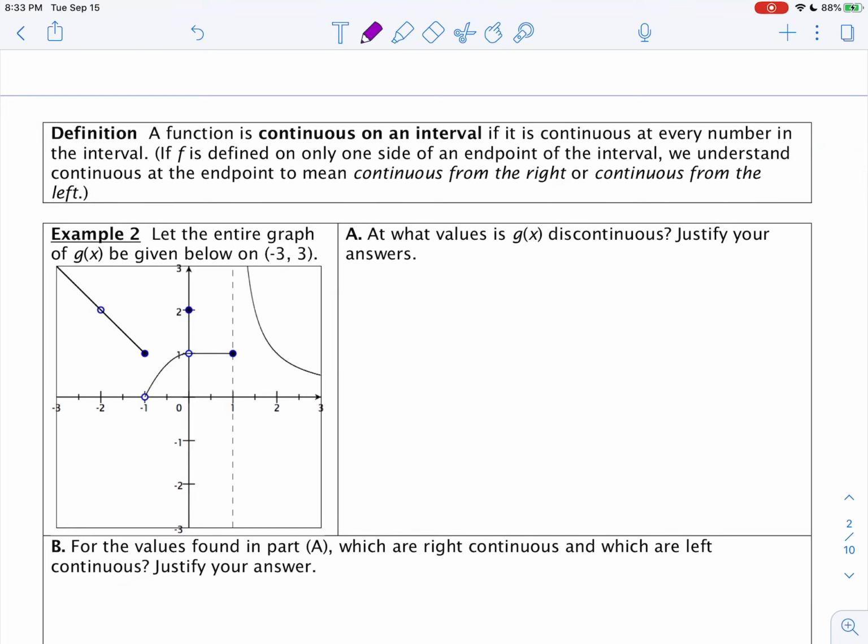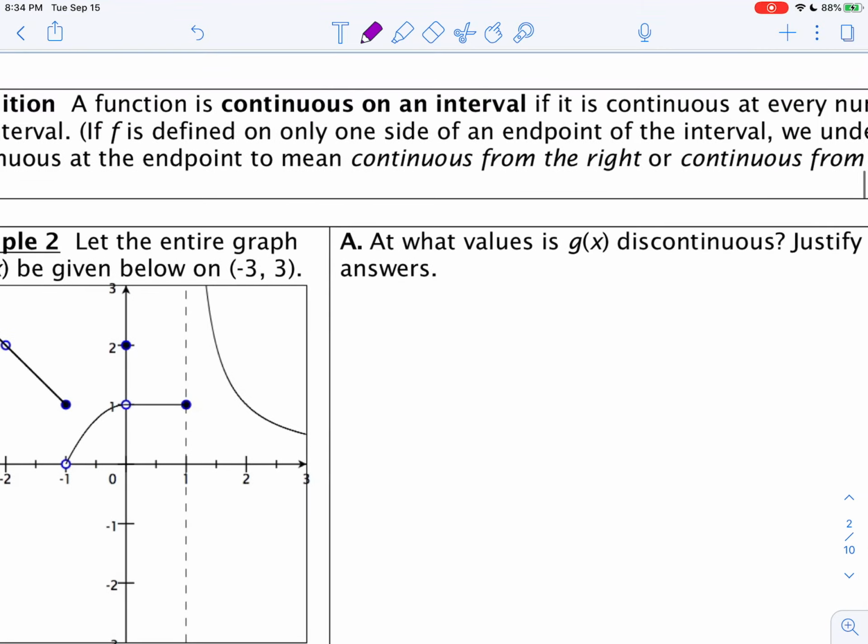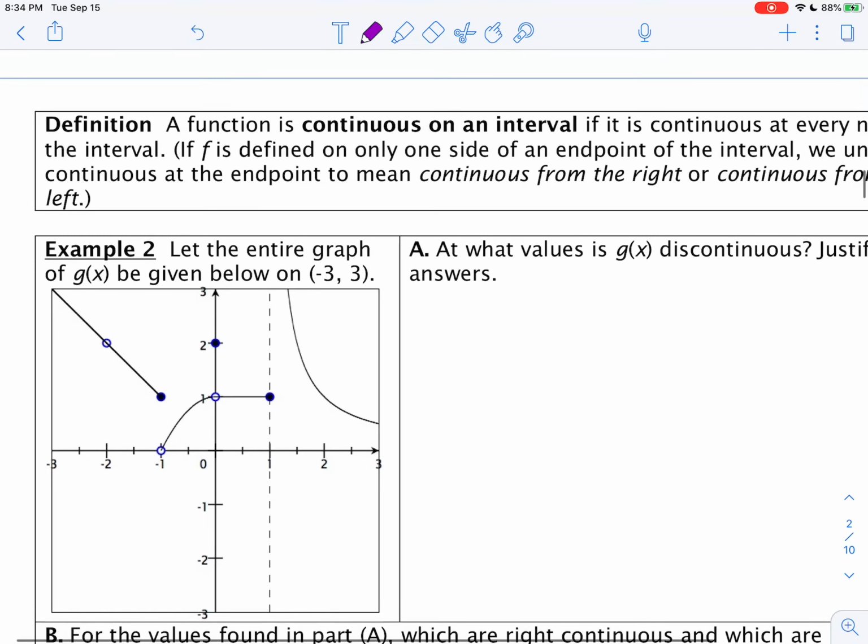Okay, so here we'll just have some random function. This is a function that does pass the vertical line test. Again, the open holes represent limits there, but really the outputs of the function are the solid dots. Good. So what's the question here? It says, at what values is x discontinuous, and justify your answers. So this is our function g of x here from -3 to 3.